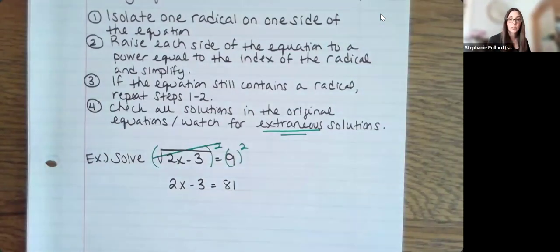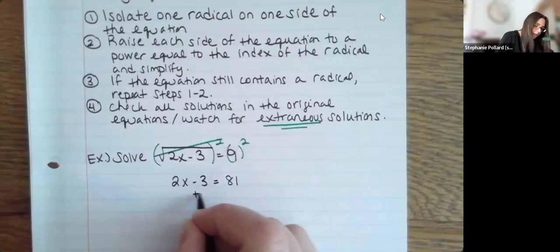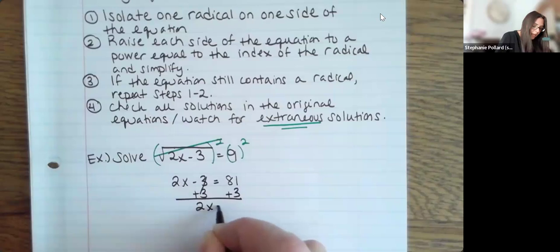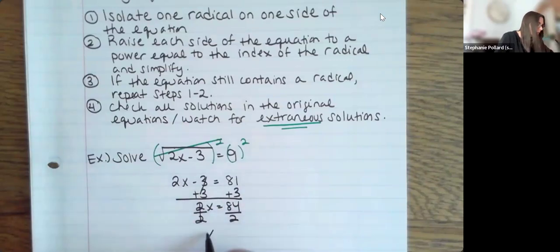Now we have a regular equation to solve. We're going to add 3 to both sides, so I have 2x equals 84. And I'm going to go ahead and divide by 2. And when I do that, I get x equals 42.